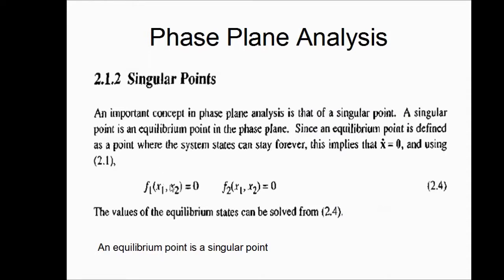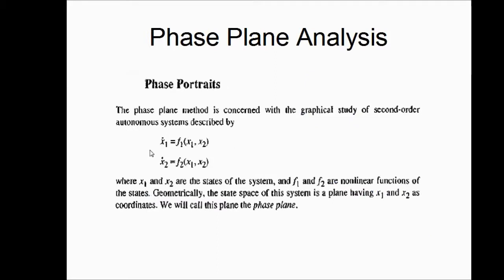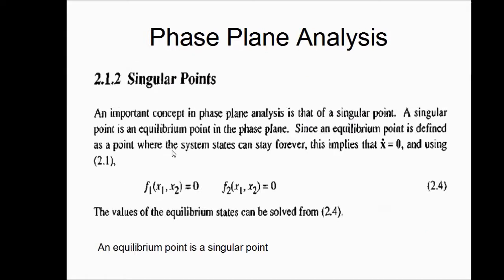The equilibrium points are singular points because at the equilibrium points, the slope given by dx2 by dx1, if you look at these equations, becomes f2 by f1. At this singular point, the equilibrium point, the slope becomes 0 by 0, indeterminate. So which is why an equilibrium point is a singular point.